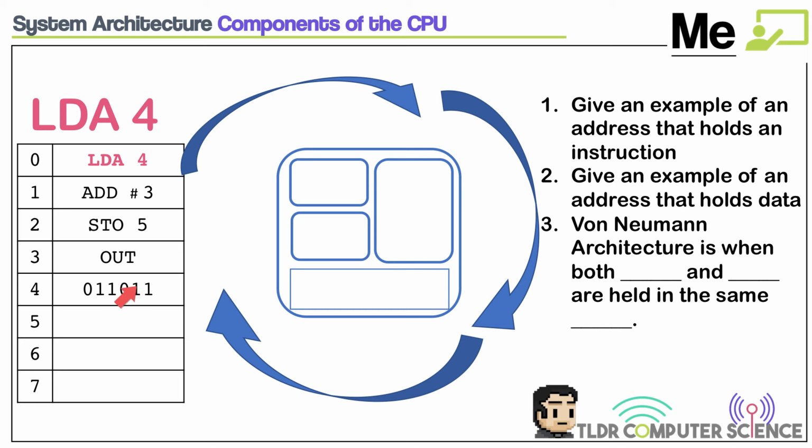Yeah, 4. What would I call that? Data. It's just the data. It's just the number. Okay? Give an example of an address that holds data. Okay, fine. So an address that holds data is 4.